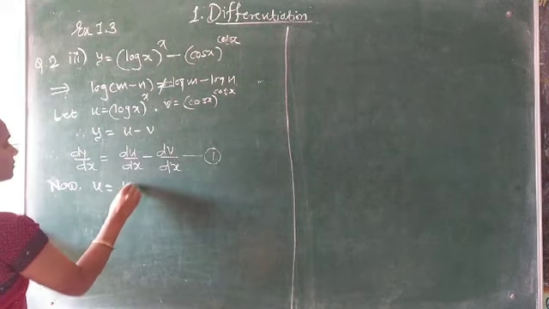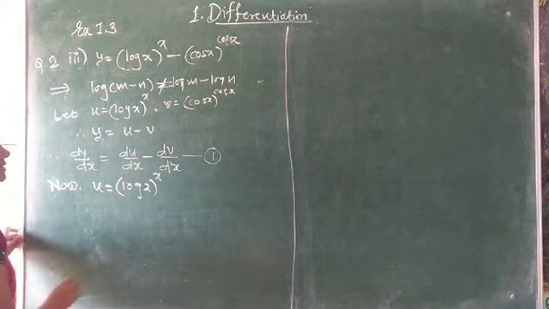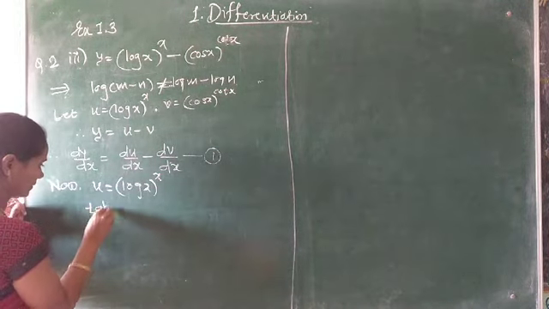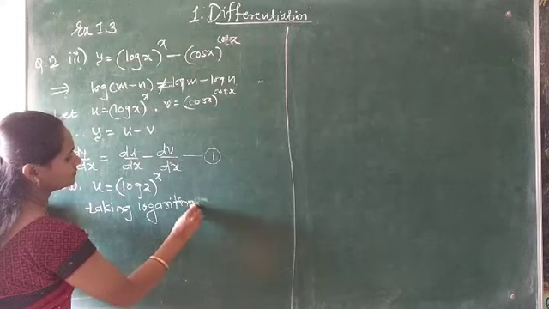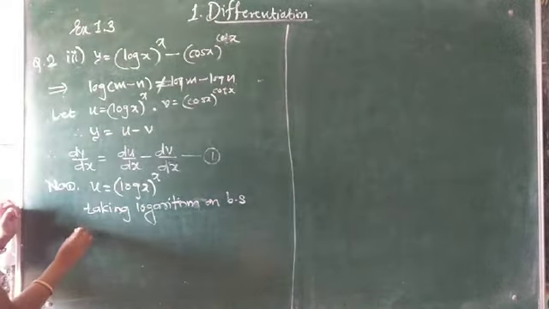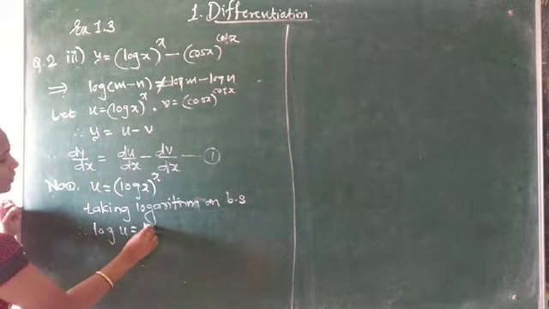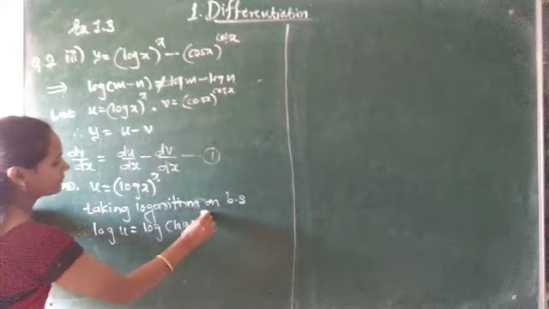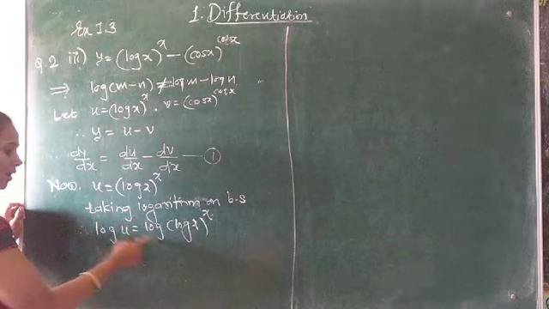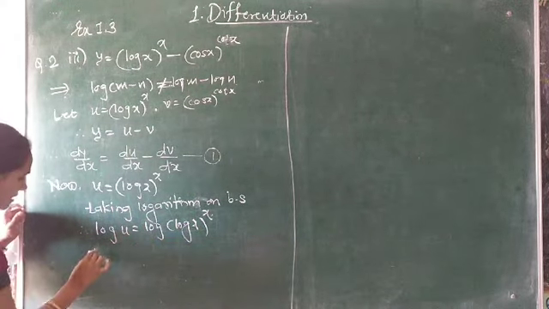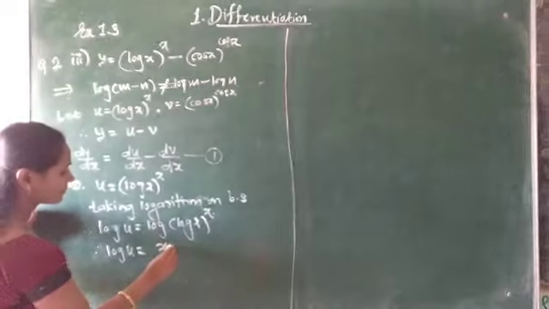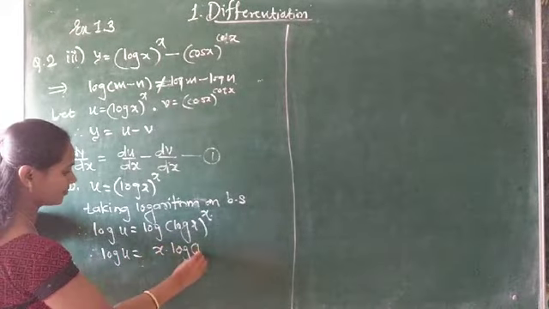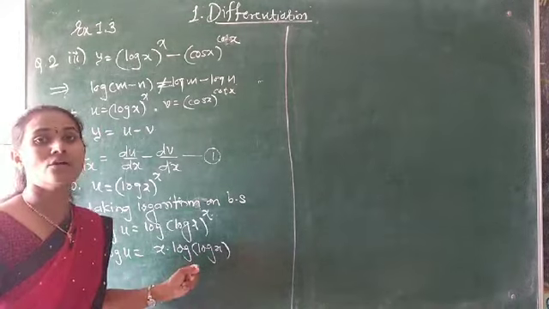Let u be equal to (log x) whole raised to x. Now we take logarithm on both sides. So we get log u is equal to log of (log x)^x. Look very carefully: here we apply logarithm on both sides, log of the function as it is. Therefore log u is equal to x into log of log x. Now there are two functions: the first one is x and the second is log of log x.